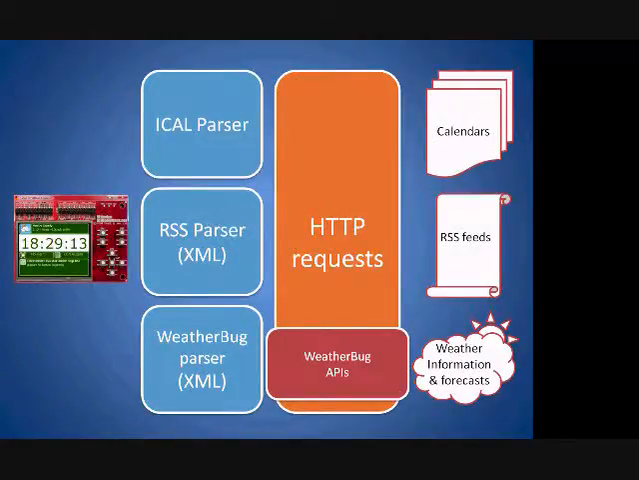This is the software scheme and shows the kind of information this device retrieves. It retrieves calendars, RSS feeds, and weather information and forecasts. We got a parser for each type of information: a parser for the iCal format for the calendars, a parser for the RSS feed based on XML. It's a very simple parser, so we can parse both 1.0 and 2.0 feeds. And we have a WeatherBug information parser that parses the weather information and forecast that are retrieved using the WeatherBug APIs that are still based on HTTP.